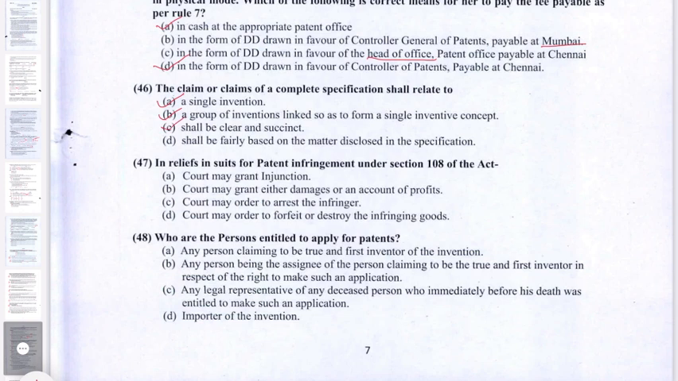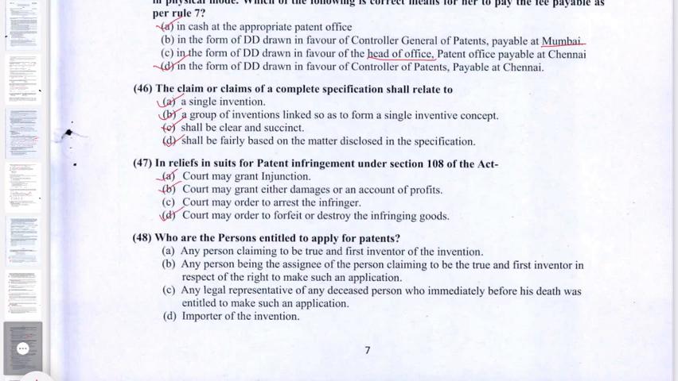Next question, in reliefs in suits for patent infringement under section 108 of the Act, A, the court may grant injunction, court may grant either damages or an account of profits, court may order to arrest the infringer, court may order to forfeit or destroy the infringing goods. So here also A, B and D are correct. Court may order to arrest the infringer, this is incorrect.